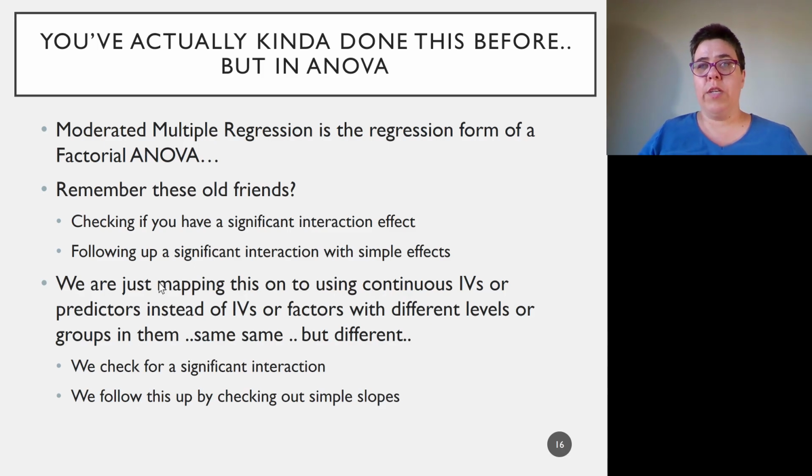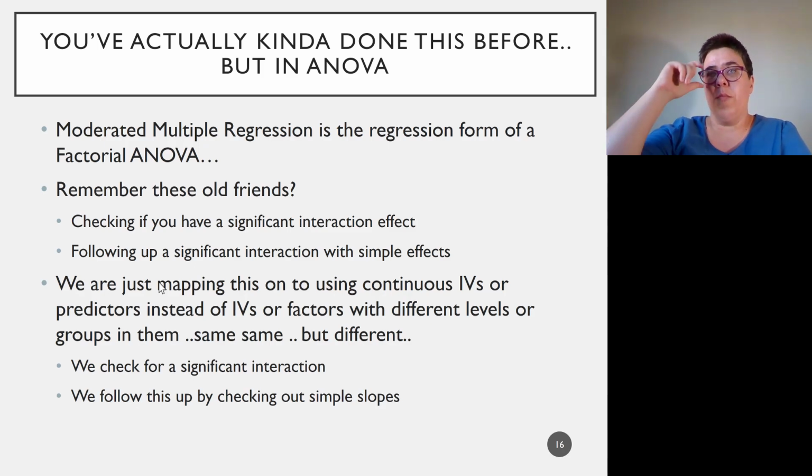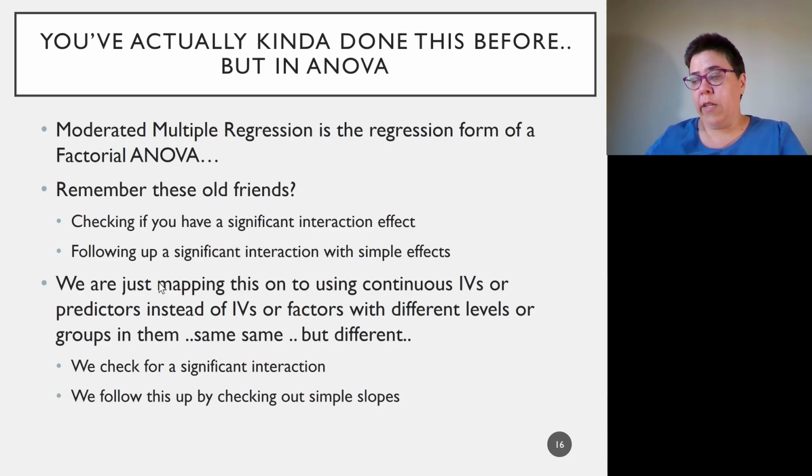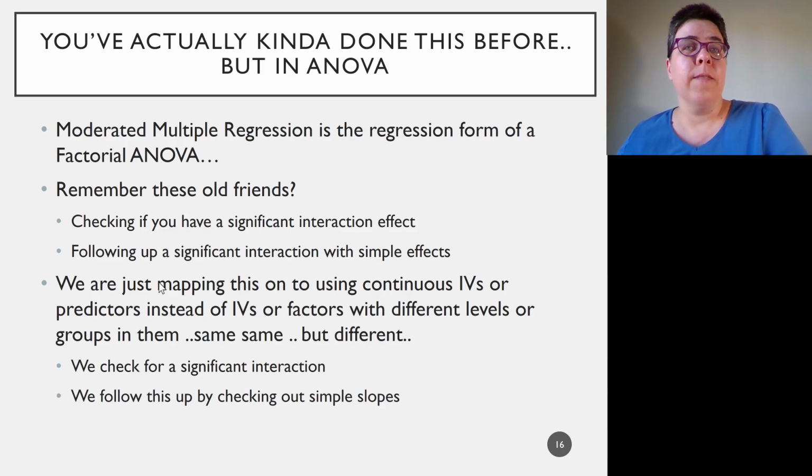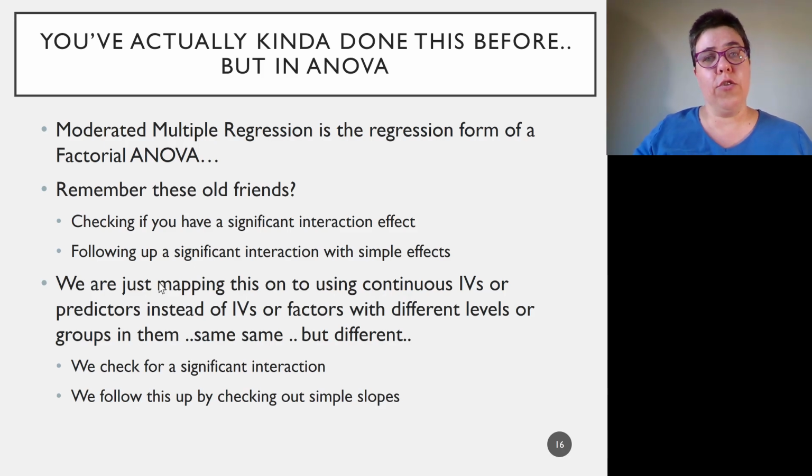So what will happen is we're going to test for an interaction, and then if it's significant, we're going to follow it up. Our follow-up tests in regression are called simple slope analyses because we're testing what the slopes are at the different levels of the other IV, the moderator. And that's like the simple effects in ANOVA. So a simple slope is a follow-up test for a significant interaction in regression, just like a simple effect is a follow-up test for a significant interaction in ANOVA.